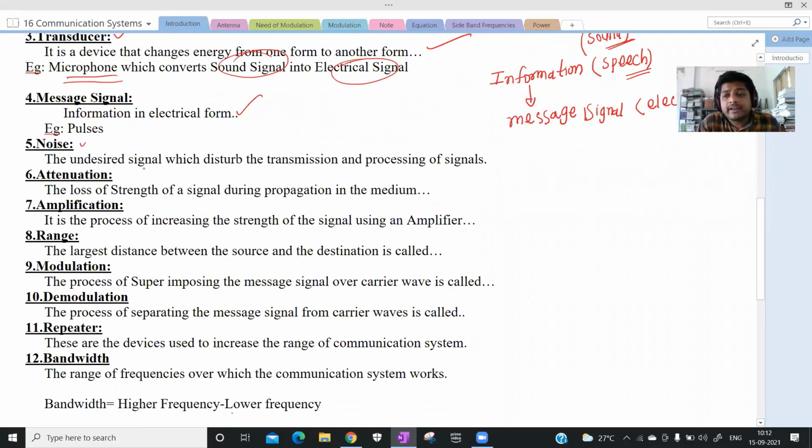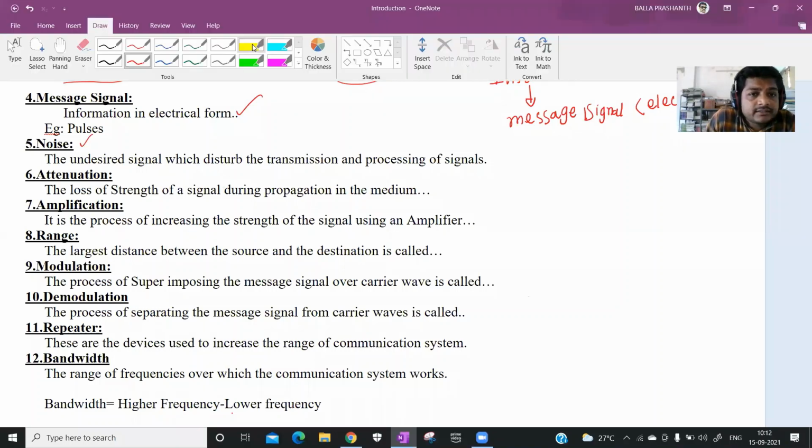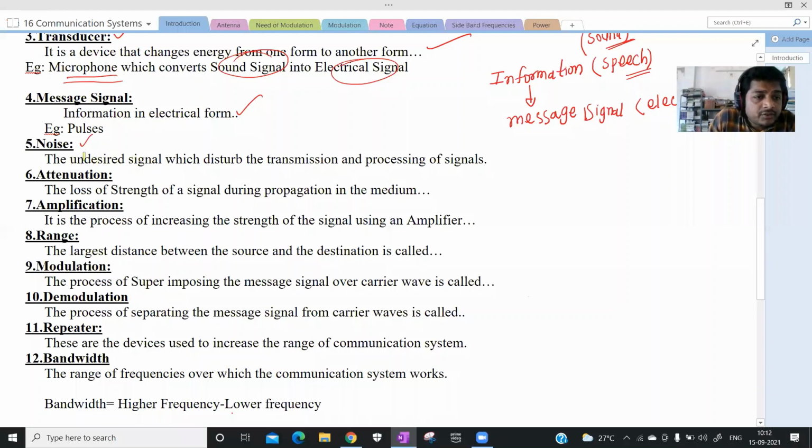Next one is noise. What is noise? Sometimes we get some disturbance while speaking. Whenever we are having a conversation on a telephone, sometimes we won't hear the correct words. Some disturbance happens. That is called noise. Sometimes we hear undesired signals in a telephonic conversation. Such signals are called noise. Noise refers to undesired signals which disturb the transmission and processing of the signals. Is it fine?